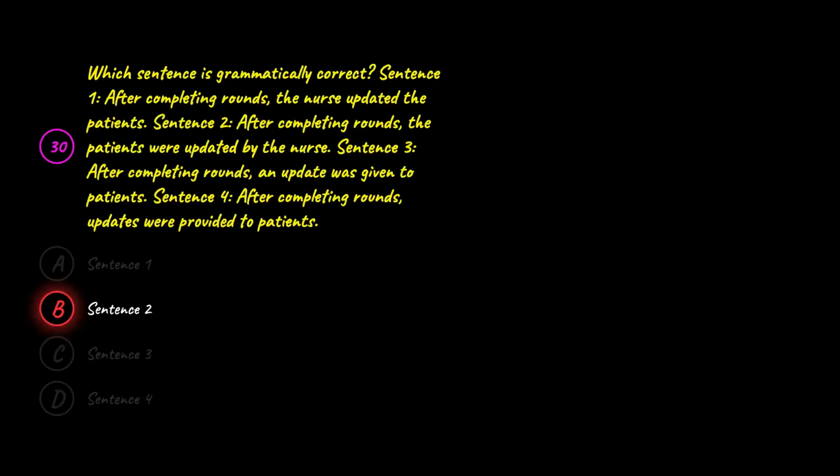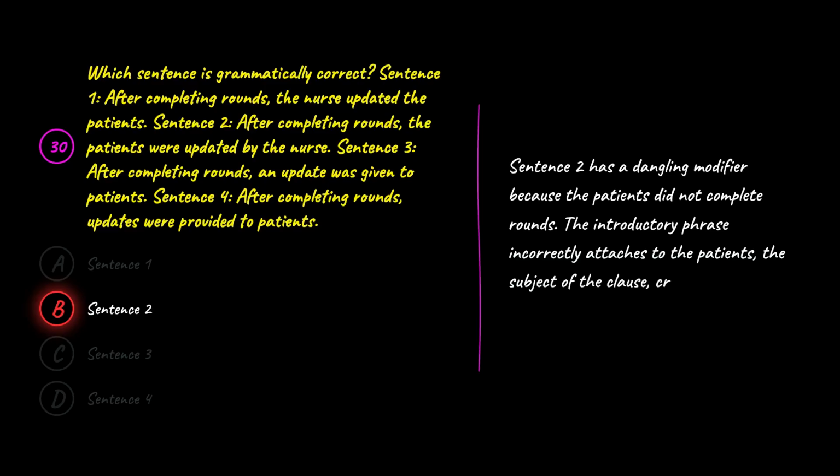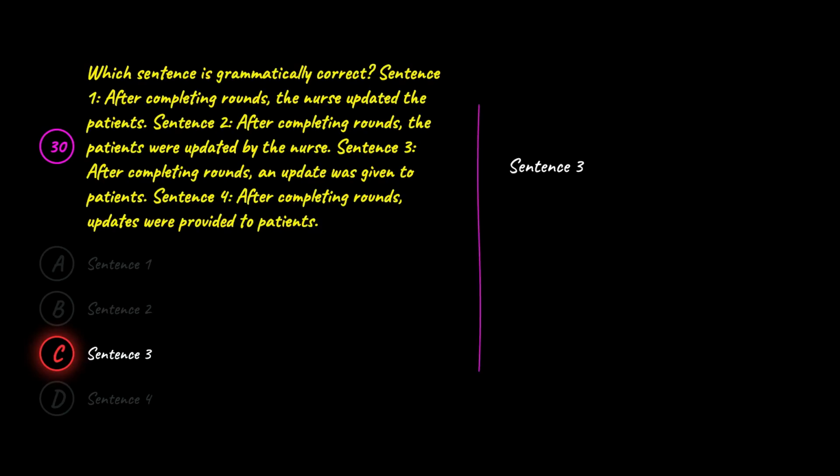B is wrong because sentence 2 has a dangling modifier because the patients did not complete rounds. The introductory phrase incorrectly attaches to the patients, the subject of the clause, creating an illogical relationship between modifier and actor here. C is wrong because sentence 3 has a dangling modifier because an update cannot complete rounds.